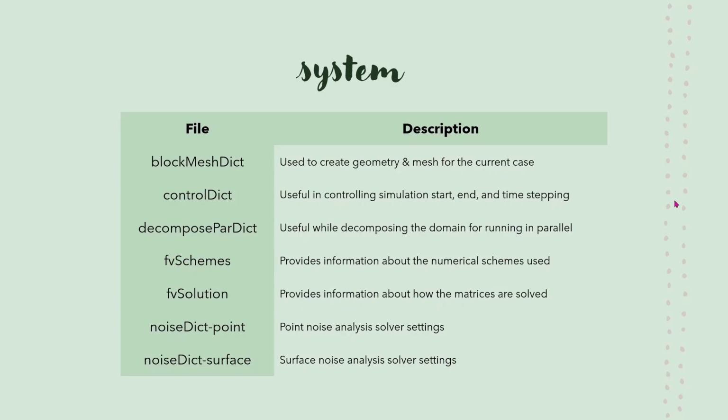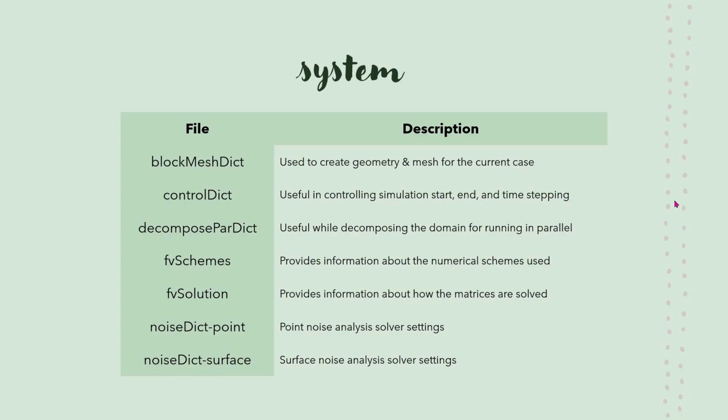Finally, we have the system folder. System folder contains a bit more of these files. This is a folder that contains the major controlling factors which influence your simulation. The first file that we have is blockMeshDict. This is useful to create both the geometry as well as mesh for our current case. Then we have controlDict. This is useful in controlling the simulation parameters such as your start time, end time, the delta t, if it is adaptive time stepping, what is the sensitivity, or the precision that you are looking at with respect to time, with respect to field data, so on and so forth.